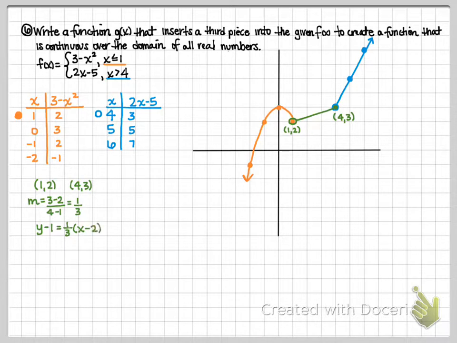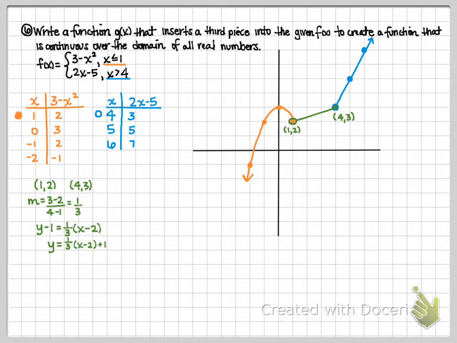Okay, now, this is the equation of the line, but I need to include the restriction, and I need to get this thing equal to y, because y is the name of f of x, or g of x. So I need y equals. I'm not going to distribute, that's extra work. I'm just going to add the 1 to the end. So I'll move this over. Okay, so now there's my function.